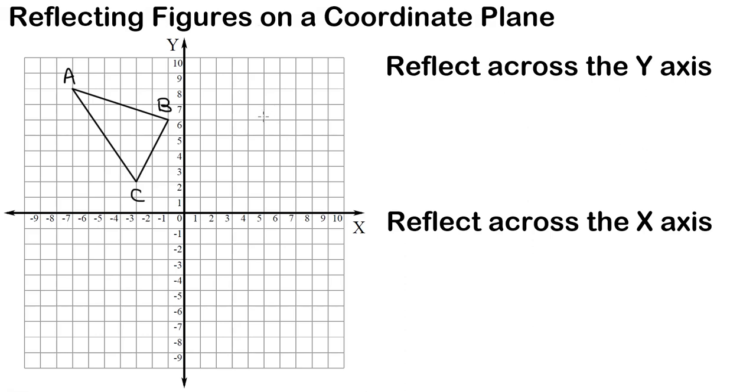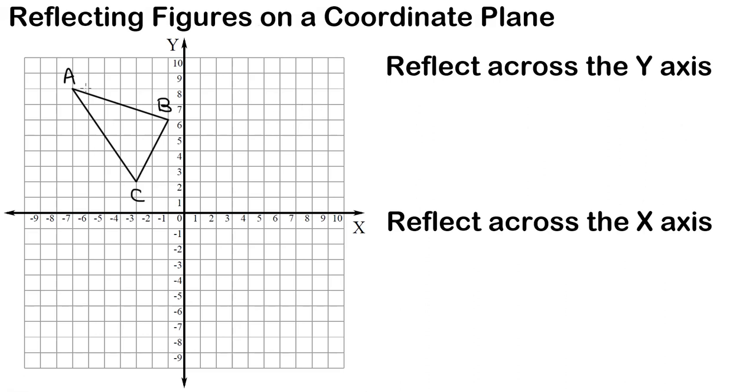In this video, I want to talk about reflecting figures on a coordinate plane. So first, let's take this triangle ABC and reflect across the y-axis. When we're reflecting across either of the axis lines, it's very easy to make sure that we do that in a perpendicular motion because we're just following the grid lines, and the grid lines are perpendicular to each other.